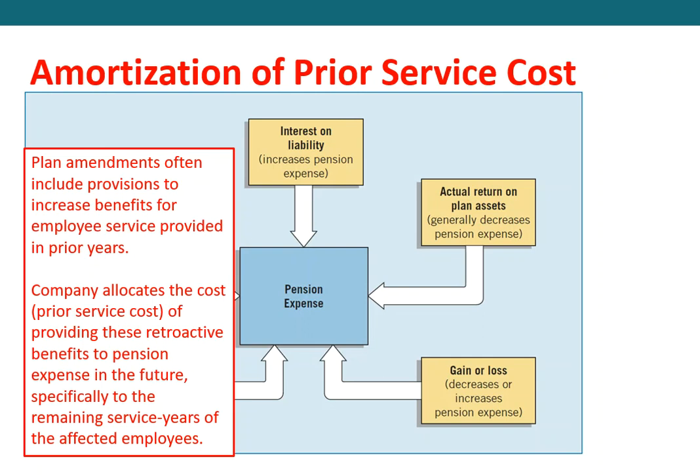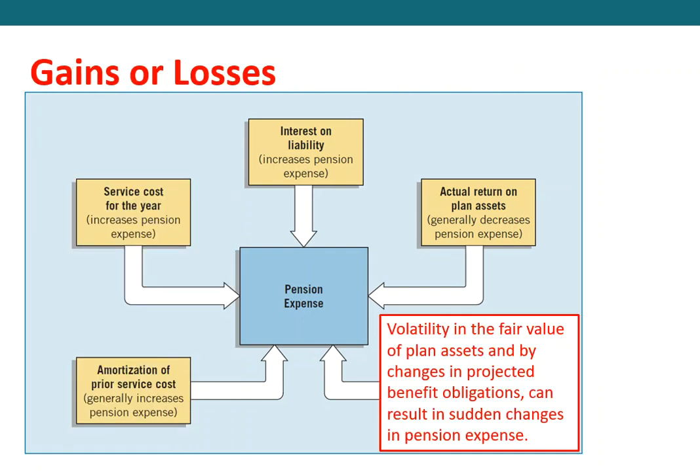Finally, we're going to consider gains or losses related to our pension fund assets. There's a lot of volatility in the fair value of our pension plan assets, and we can also have significant changes in our projected benefit obligations due to changes in the pension plan. These changes and the volatility in the fair value of assets can cause significant changes in our pension expense. GAAP allows firms to smooth their pension expense by adopting what we will call a corridor approach. We'll discuss that more later.